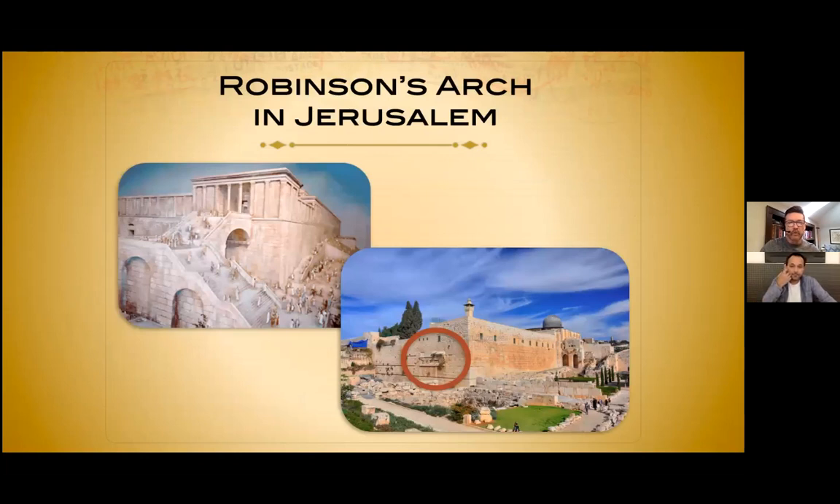I mentioned earlier Robinson's Arch, and you can see the picture on the top left is what the southwest corner of the Temple Mount would have looked like in Jesus' day. And on the bottom right, under the circle, you can see the remains of Robinson's Arch.